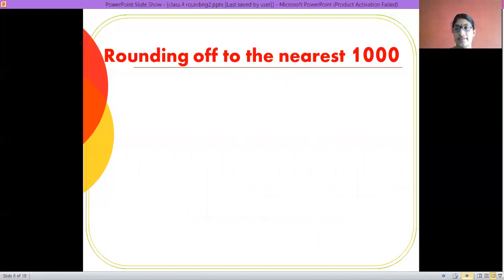Rounding off to the nearest 1000. Children, did we discuss this before? No. So today, the main concept that we are going to learn is rounding off to the nearest 1000. Children, this is again similar to your nearest 10 and 100. When you are rounding to the nearest 10, we are seeing the ones digit. When you are rounding to the nearest 100, we are seeing the tens digit. So now when we are rounding to the nearest 1000, we'll see the hundreds digit. Always we'll see the right side digit of a rounding digit.